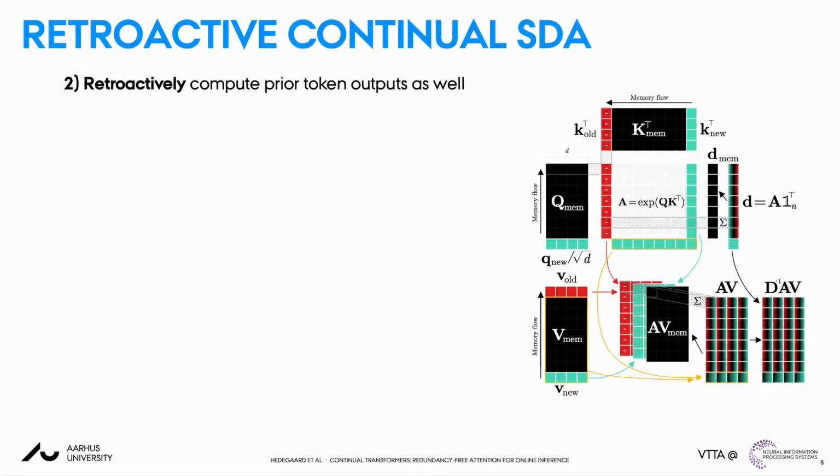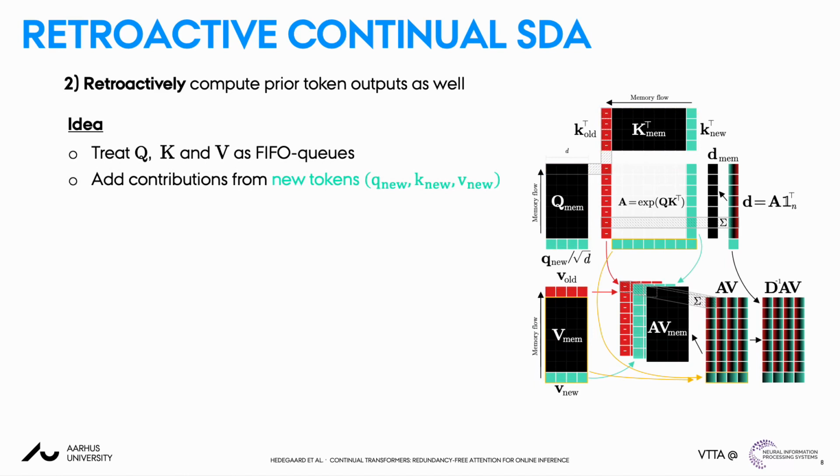In the other case, we want to retroactively compute prior token outputs as well. Again, we treat query key and value matrices as first in first out queues. Then the idea is to add contributions from new tokens Q new, K new, and V new, while subtracting contributions from old tokens K old and V old, which have slid out of scope.